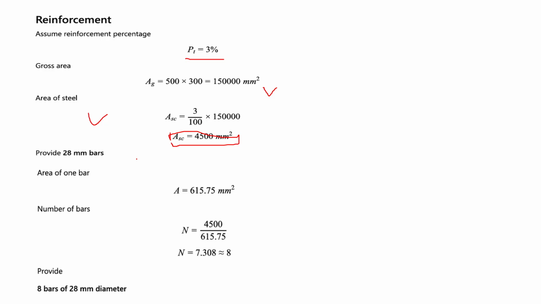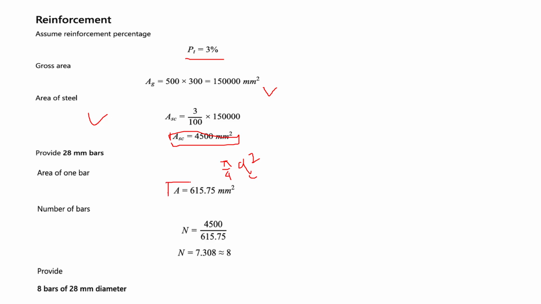You can change that, it's up to you. Your column is safe. It's up to you what diameter of steel you are using, 20, 25, 30. Here I am just assuming 28 mm bars. So the area of one bar is pi by 4 d square, where d is 28.